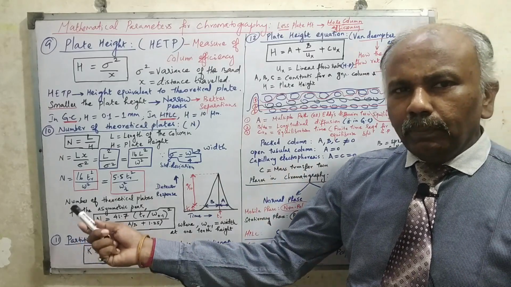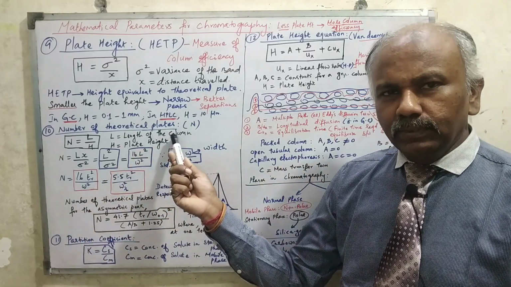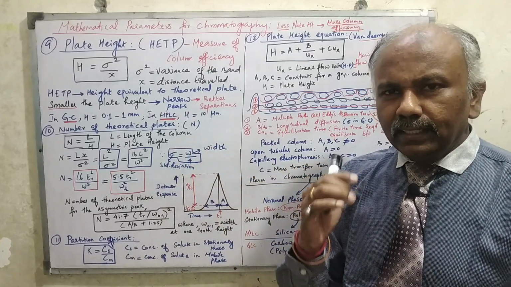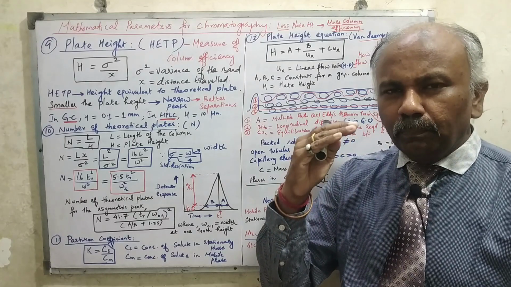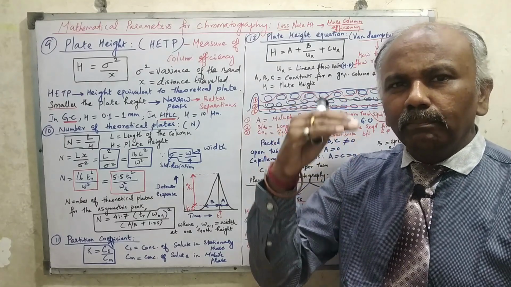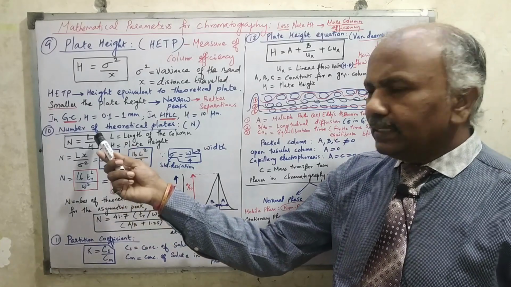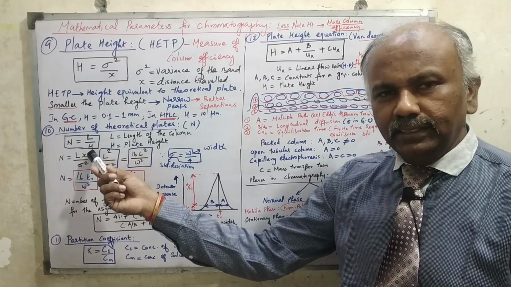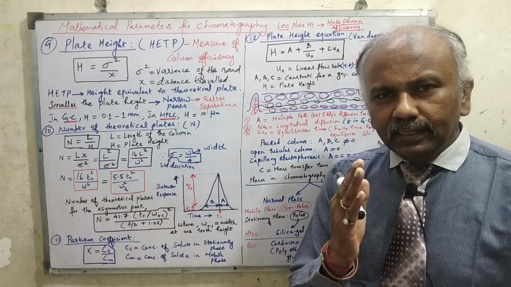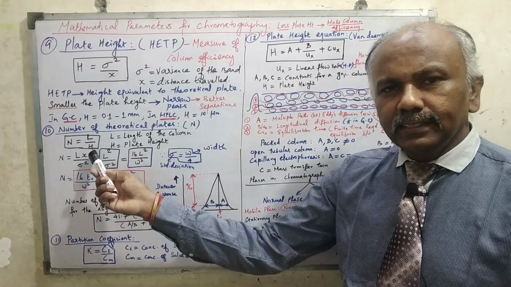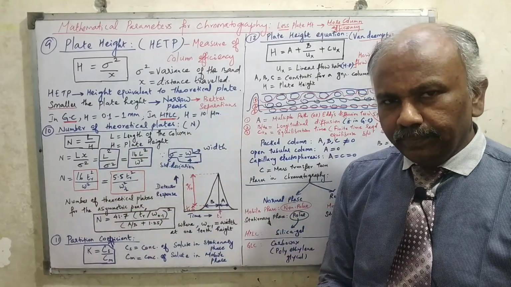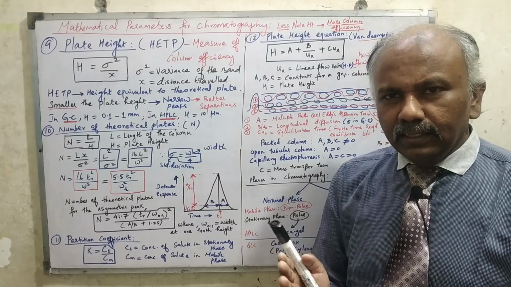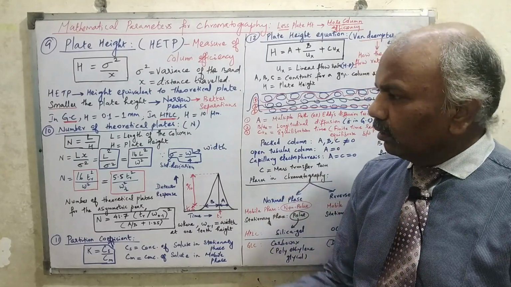The next important parameter is the number of theoretical plates, which is given by the terminology N. The number of theoretical plates is the hypothetically observed plates present in the column bands. So the number of theoretical plates is given by the formula N is equal to L divided by H. What is L? L is the length of the column, whereas H is the height equivalent to theoretical plate. So what is the length of the column? Length of the column is nothing but the distance covered by the solute in the column.